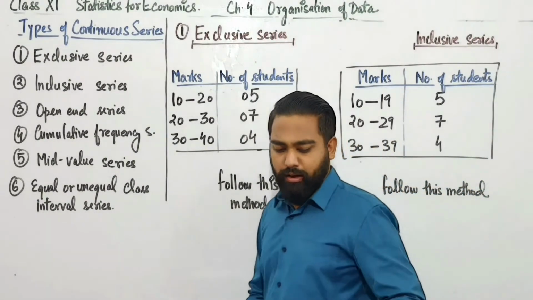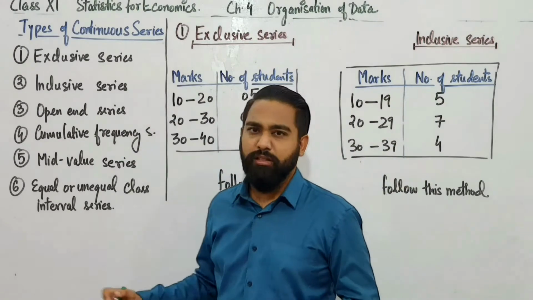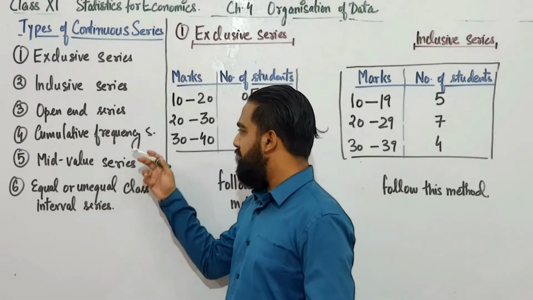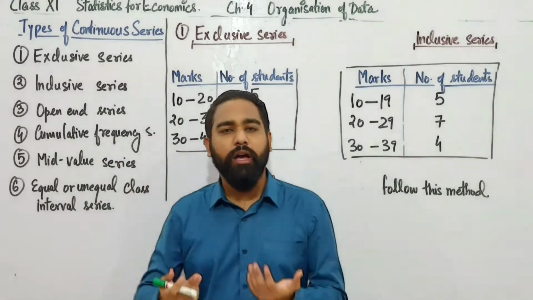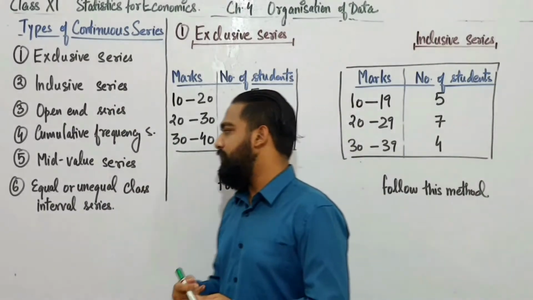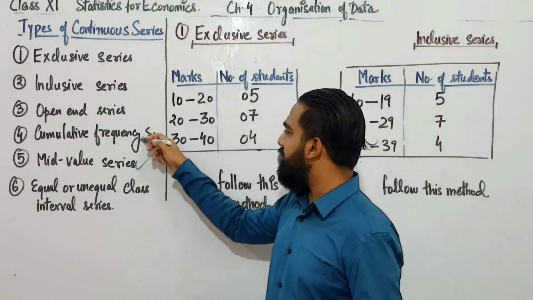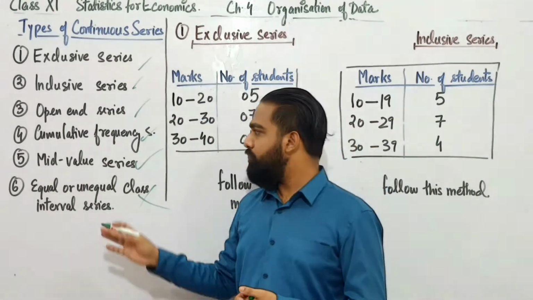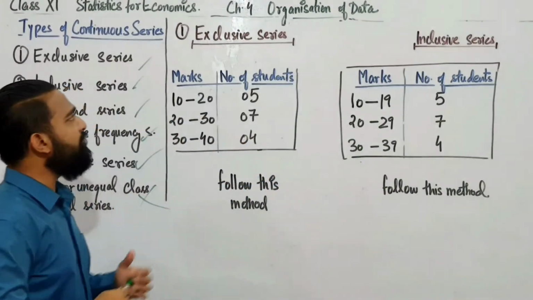Now there are basically six types: exclusive series, inclusive series, open-end series, cumulative frequency series, mid-value series, and equal or unequal class interval series. So basically there are six, but only five are relevant for you. One is not that relevant, so we will cover five series. Now let's start with the first one.